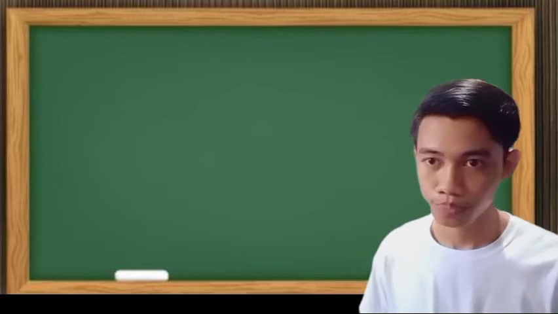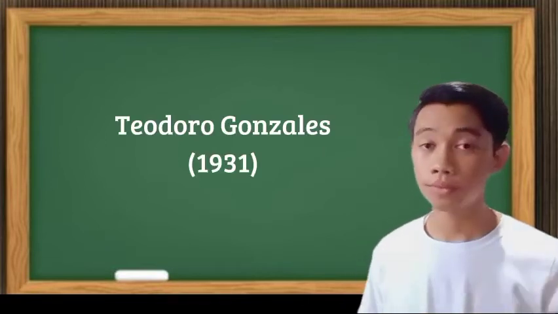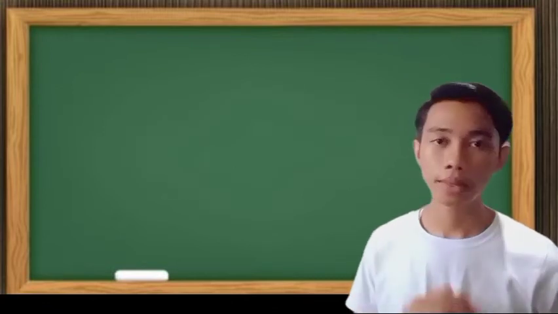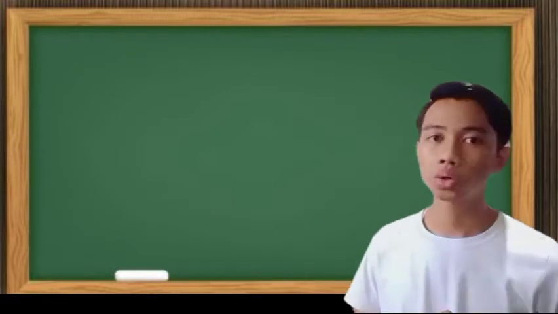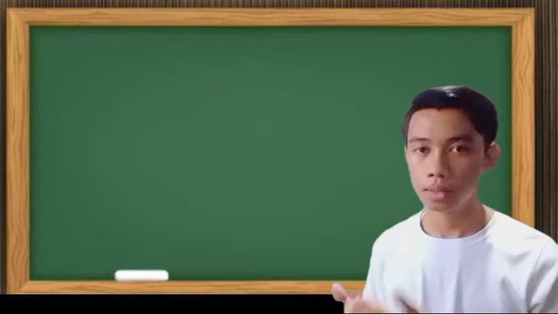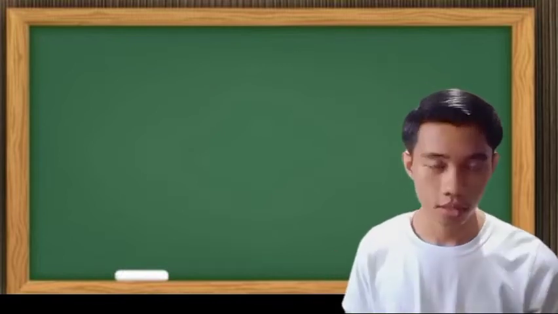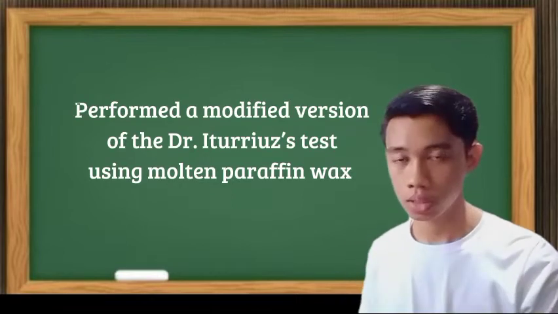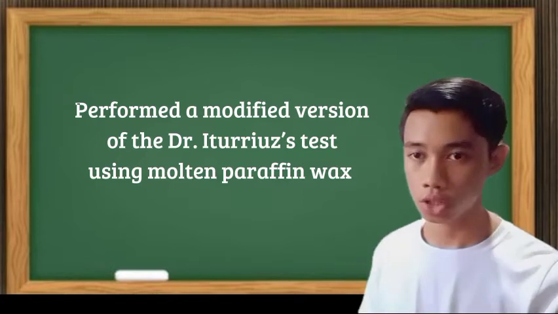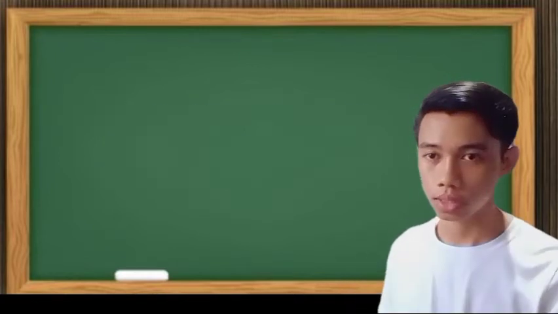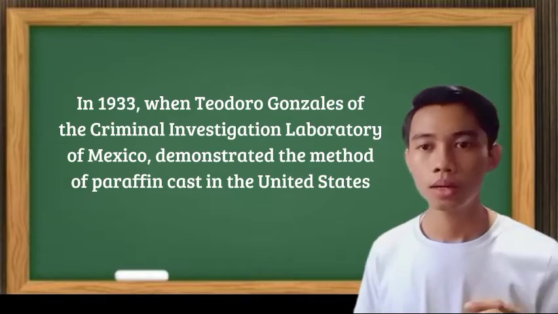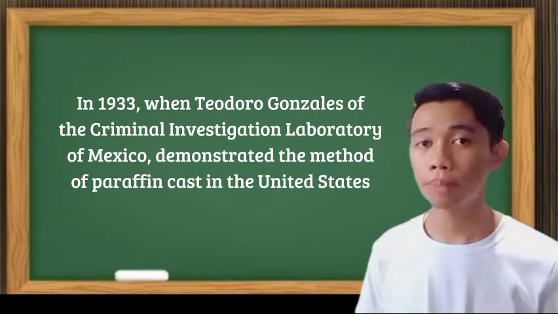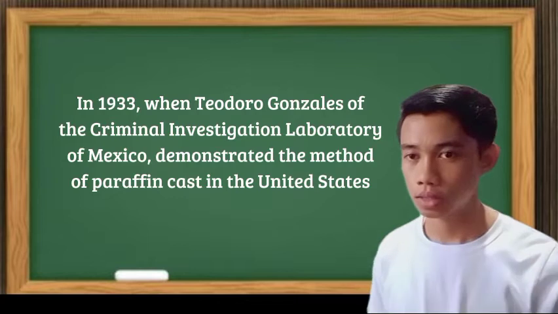Not long after, in 1931, which is 17 years later, a person named Teodoro Gonzalez applied this theory into practical application. So, yung inintroduce ni Dr. Ito Ruiz ay nilapat o ginamit sa practical na aplikasyon ni Teodoro Gonzalez. So, Teodoro Gonzalez applied a modified version of what Dr. Ito Ruiz introduced. After 2 years, Teodoro Gonzalez taught and also demonstrated this process of paraffin casting, or the paraffin test using paraffin wax, to the states within the United States.